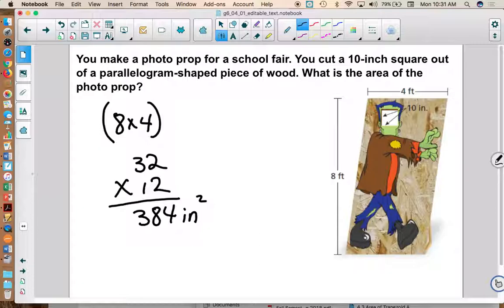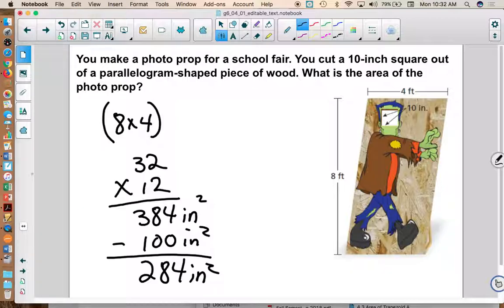You are so close. But would I subtract 10 inches from it? No, why not, Mr. Jones? Because every side, there's 4 sides, so it'll be 10 times 4, which would be 40, so you have 384 minus 100. Because this piece is 100 inches squared. Good job. Could I leave it like that if I wanted to? Sure I could. Or I can convert it back to feet. You agree? Yes, sir. Question?